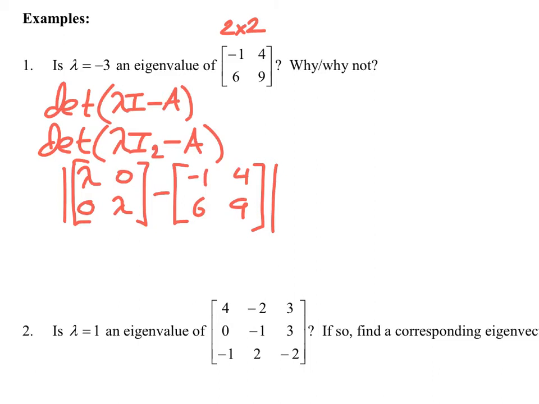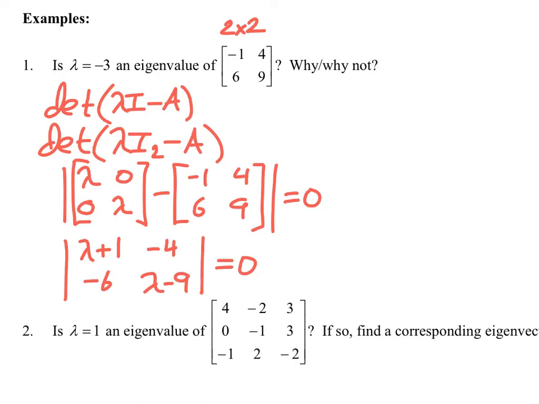And then find its determinant. All right. So we're looking at lambda minus -1, so lambda plus 1. 0 minus 4, so -4. 0 minus 6, -6. Lambda minus 9. That determinant needs to be equal to 0.